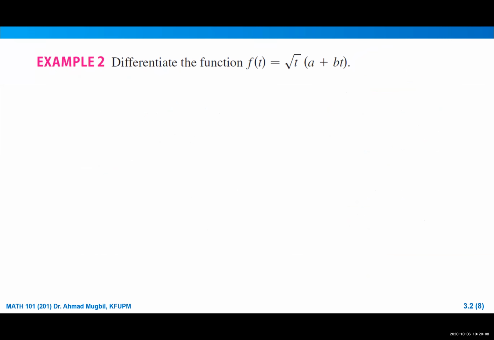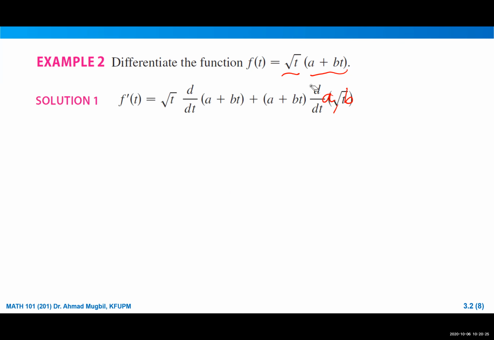Now, differentiate this function. To differentiate this function, you can look at it as a product of two functions. Notice here that a and b are constants. So they don't depend on t. They are real numbers like 2, 3, whatever. So to differentiate, you need to find the derivative using the product rule: the first times the derivative of the second plus the second times the derivative of the first. And here, this is a constant, so its derivative is 0. The bt, what is the derivative of bt with respect to t? It is b, because this is a constant.